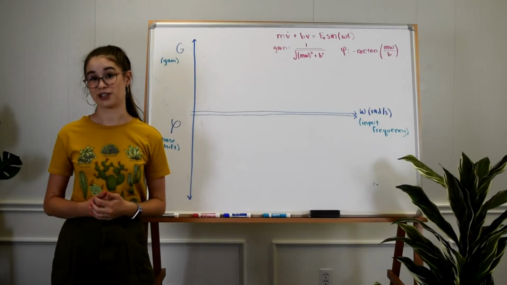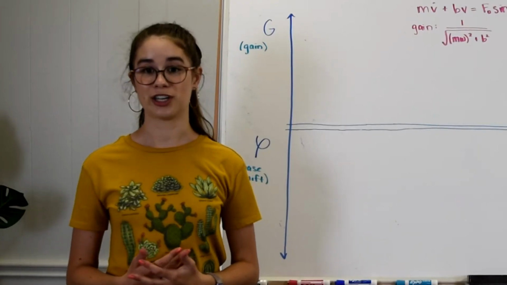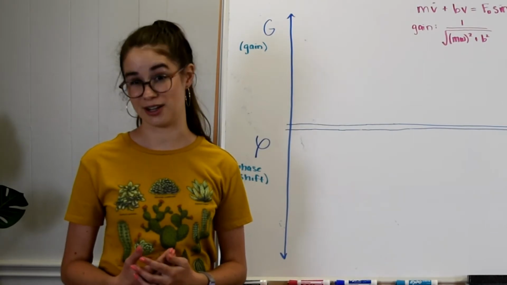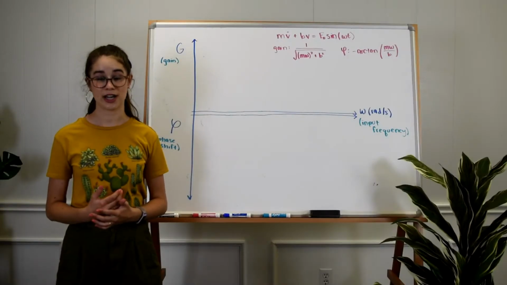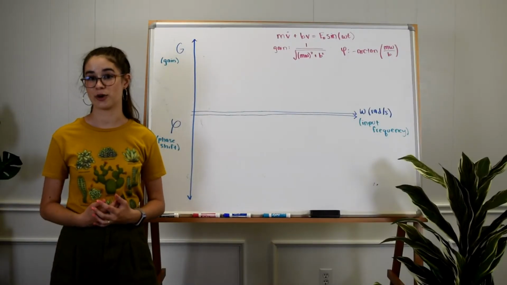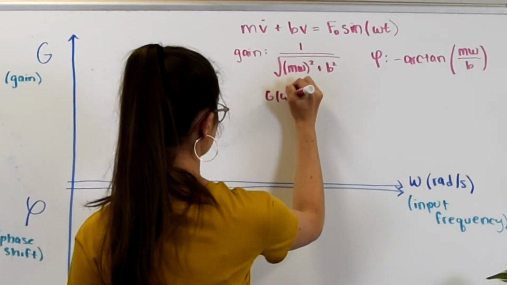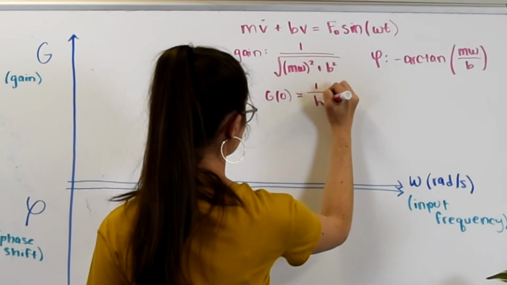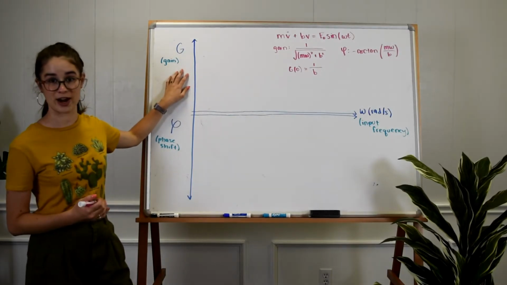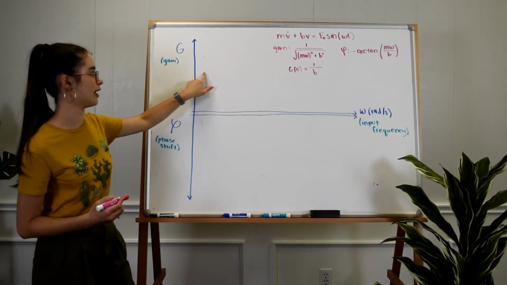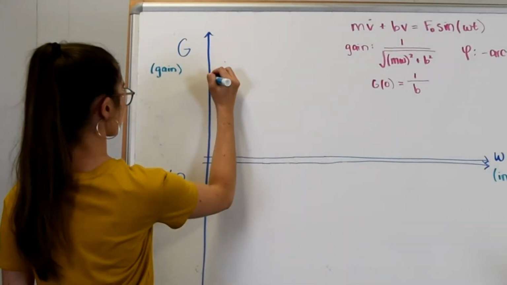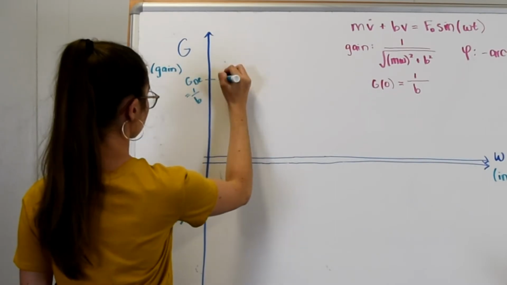Now, let's start assembling our plot. We start out by looking at our DC gain, which is the system gain for a constant input. To find that, we take our gain equation and plug in 0 for omega. For this particular example, we find that our DC gain is 1 over b. On the gain half of our y-axis, we mark this value and then sketch out a horizontal asymptote.